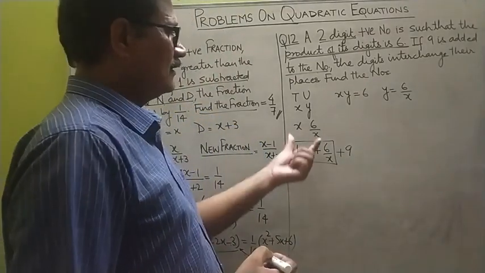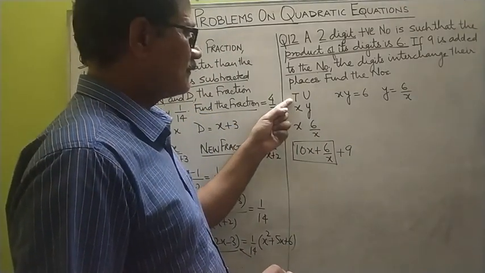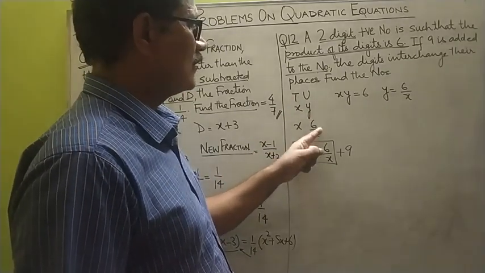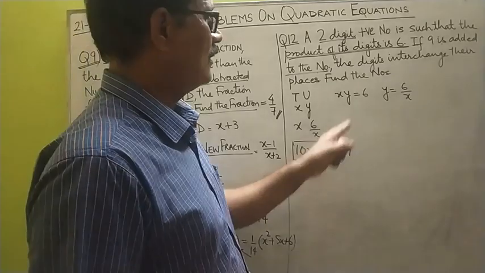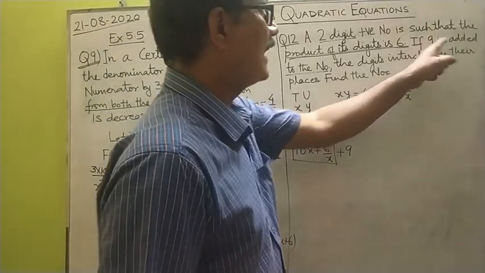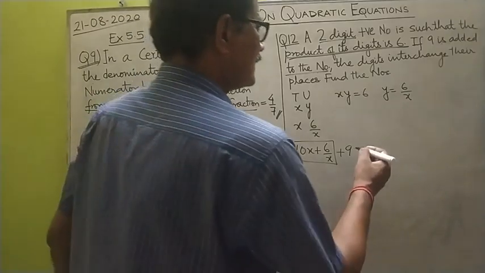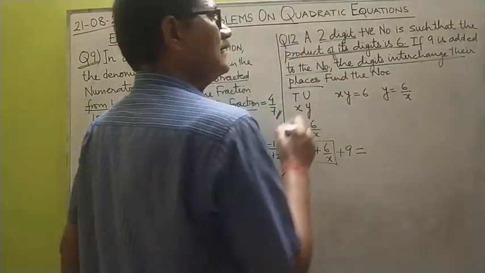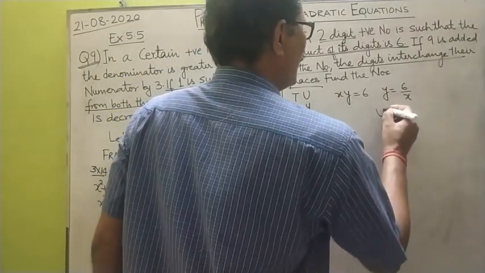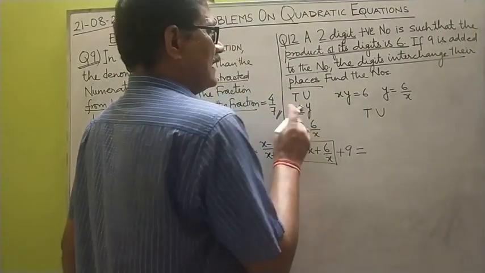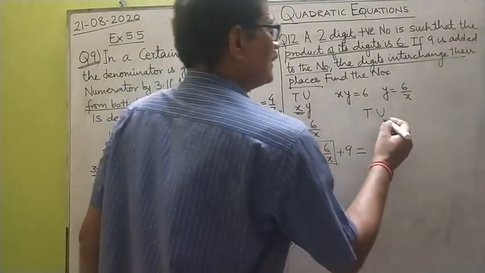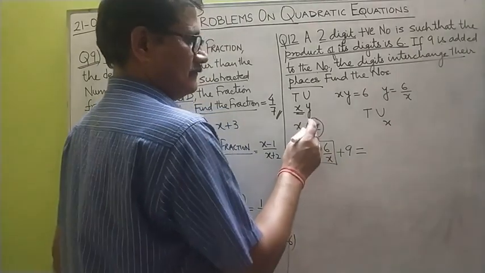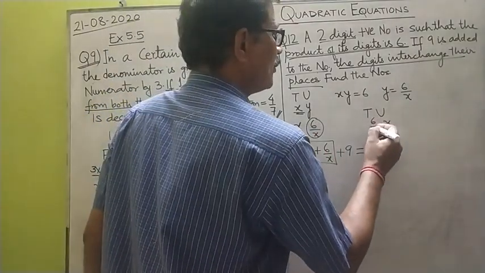So you have to add a 9 to it. As per the question, the number is got by multiplying the digit in the tens place by 10 plus the unit digit by 1. So we get 6 upon x into 1 is 6 upon x. To this, what are we adding? Plus 9. If 9 is added to the number, we add it. Now what is the result? The resultant is the digits interchange their places. Digits interchange their places means now the tens digit, which was x, comes at the place of the unit digit, and the unit digit, which was 6 upon x, comes at the tens place.